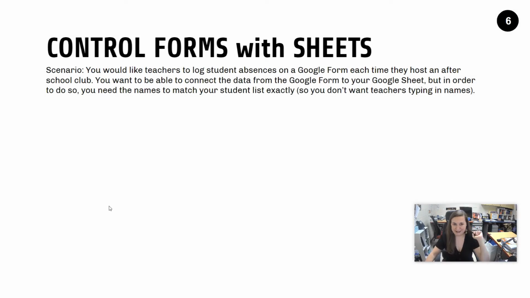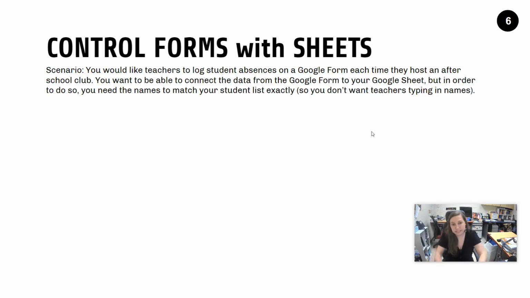All right, now we're going to get into controlling forms with sheets. So this scenario is going to continue. You would like the teachers to log student absences on a Google form each time they host an after-school club. You want to be able to connect the data from the Google form to your Google Sheet, but in order to do so, you need the names to match your student list exactly. So you don't want teachers going in there and typing the names of students who are absent.